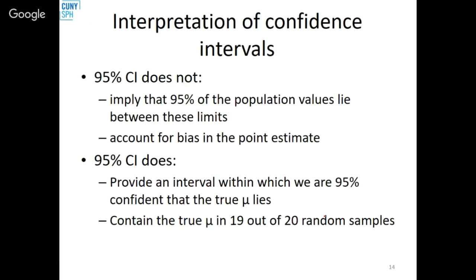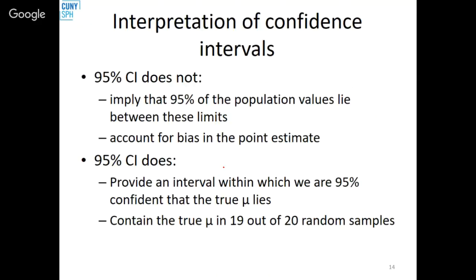A couple things that the 95% confidence interval does not tell us. One, as I mentioned, it does not imply that 95% of the population values lie within these limits. And it also does not account for bias in that point estimate, either because we're using a faulty scale that undermeasures weight, or because we have a biased sample where we're tending to get underweight babies, but not more frequently than normal or overweight babies, for example.